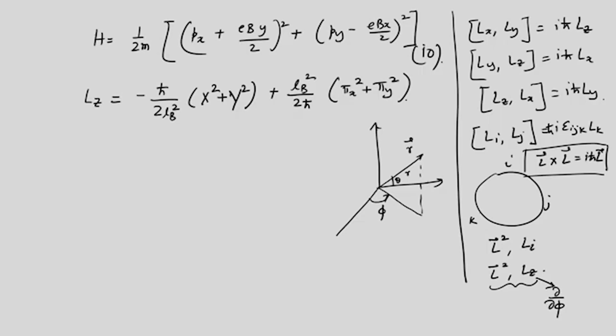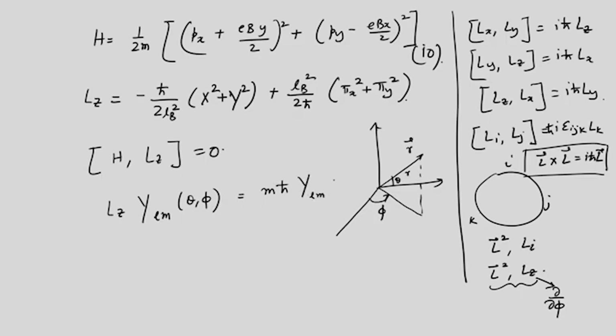Instead, Lz commutes with the Hamiltonian. This you can check, that the commutator of H and Lz is equal to 0. Let me remind you what the eigenvalue of Lz and L square is. The eigenfunction is a function called the spherical harmonics, so Lz acting on this will give us m h cross Y_lm(theta, phi). Okay. So, Lz is a good quantum number and not Px and Py and so on.